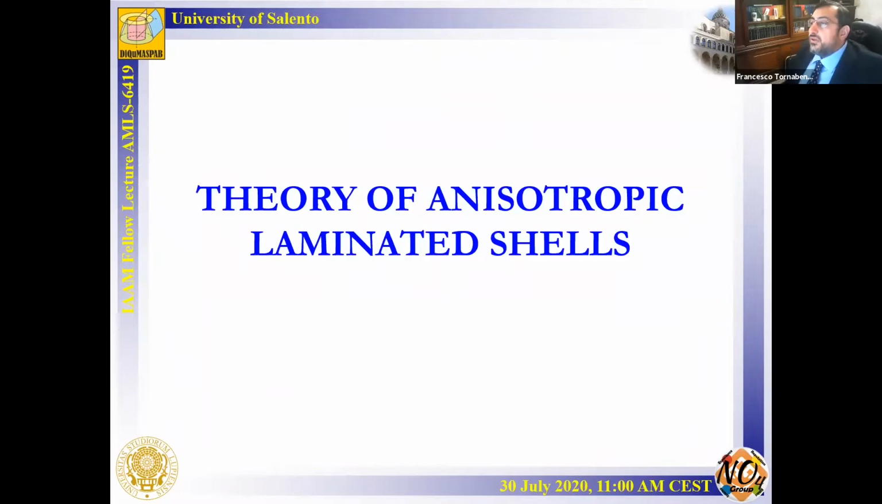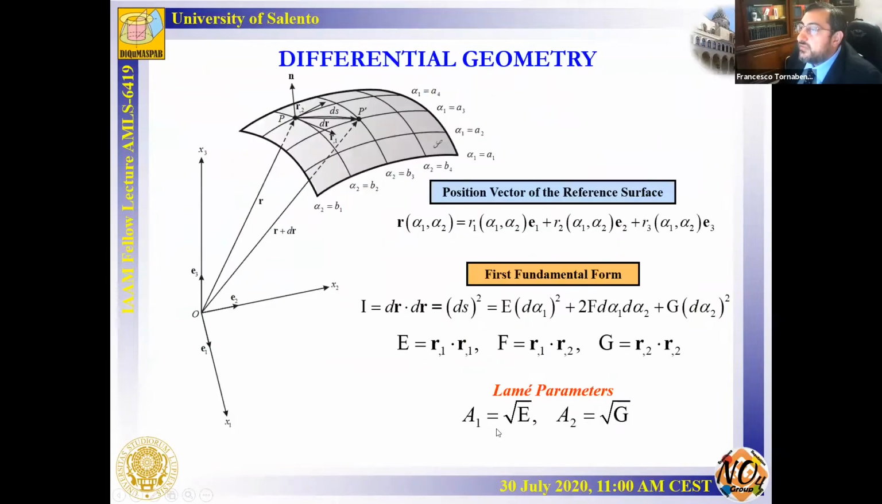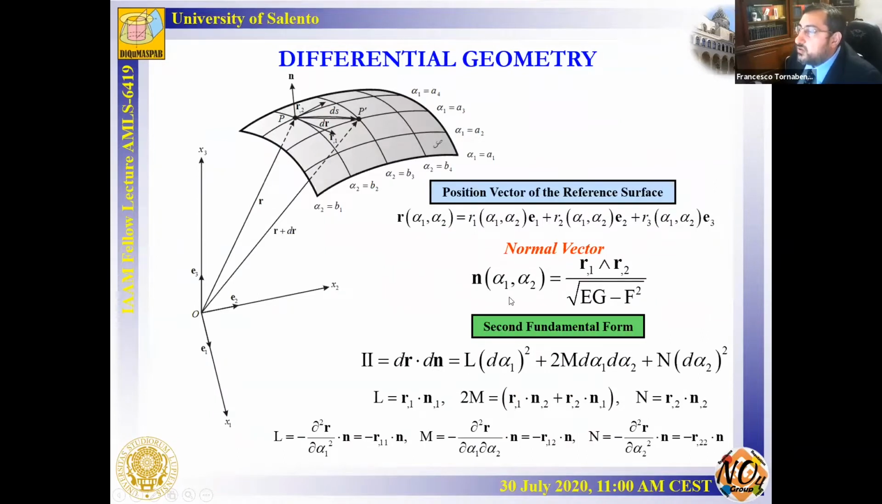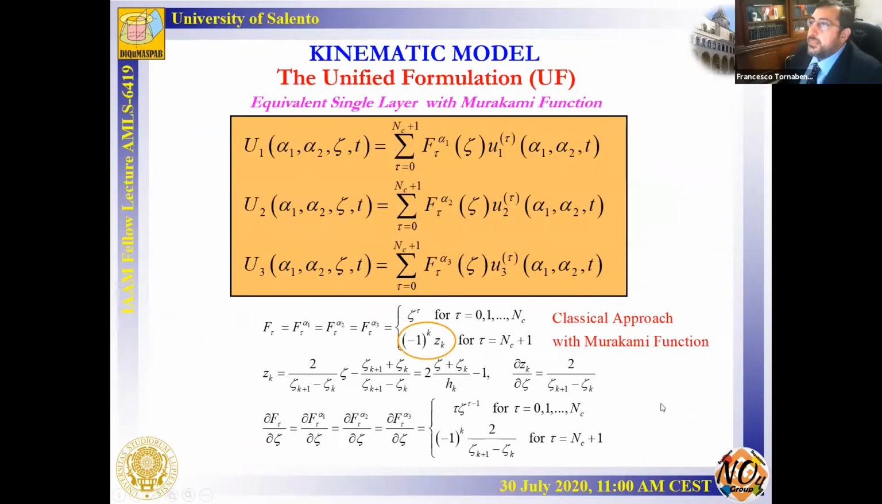Now we can start with the theory of anisotropic laminated shells, and we want to consider in particular moderately thick shells with the range represented in the slide. We start from the definition of the position vector of the reference surface of the shells, and using differential geometry we can evaluate the Lamé parameters, and after that we can evaluate the normal vector. Finally, if we consider an orthogonal curvilinear coordinate system, we can evaluate directly the principal radii of curvature.